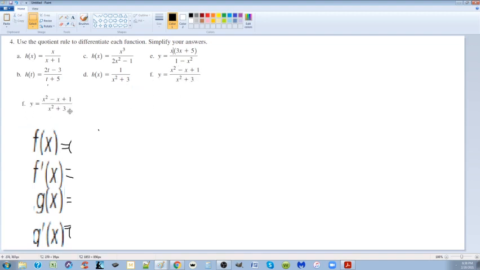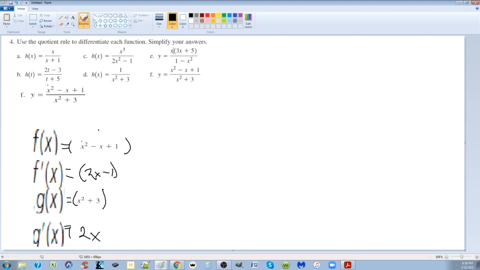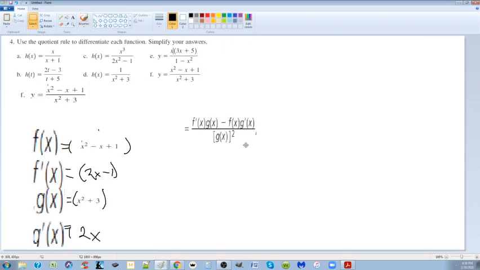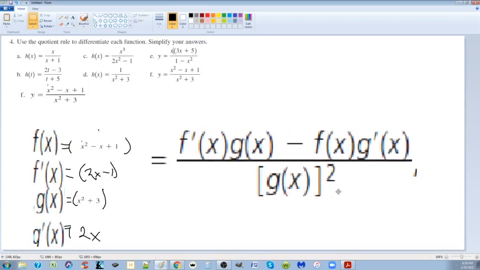So I'm going to take another hard one, and I'm going to do the same thing. I'm going to assign the top as a function called f of x. I'm going to find the f prime of that, which is 2x minus 1. And then I'm going to assign the bottom as a function called x squared plus 3. And I'm going to put it in brackets. And I'm going to find the derivative of that, which is 2x. And then I'm going to go get a nice clean copy of this. This is the quotient rule. And I'm going to expand it, and there it is.